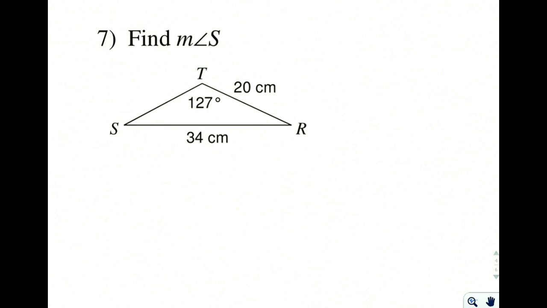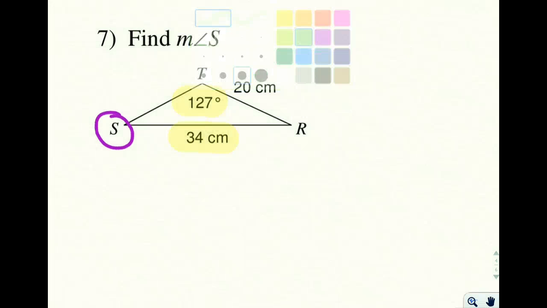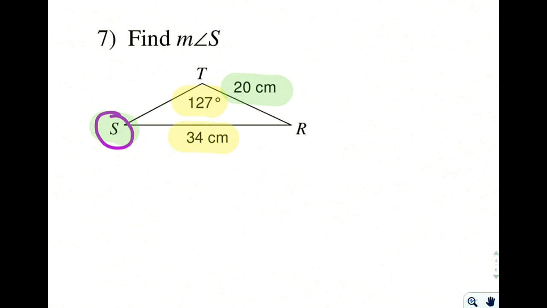Let's start out here with number 7. We need to find angle S. Right there, we need to find that angle. Now we know with the law of sines that it is always going to be opposite pairs that we are interested in. So we want an angle and a side. So here we have a side and an angle that are opposite each other. And then we need another side and another angle that are opposite each other. So here we have side length of 20 and angle S.